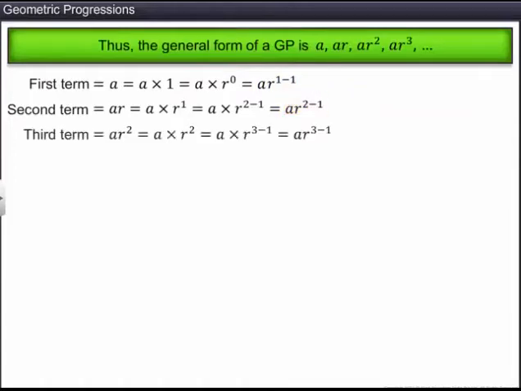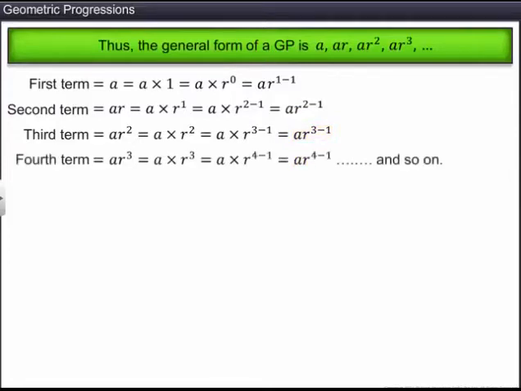This pattern suggests that the nth term of the GP should be given by a into r raised to the power of n minus 1. Remember that the nth term is also called the general term of the GP. Here the common ratio, r, is defined as the ratio of any term except the first to its preceding term, and is expressed as the n plus 1th term divided by the nth term for all n greater than or equal to 1.